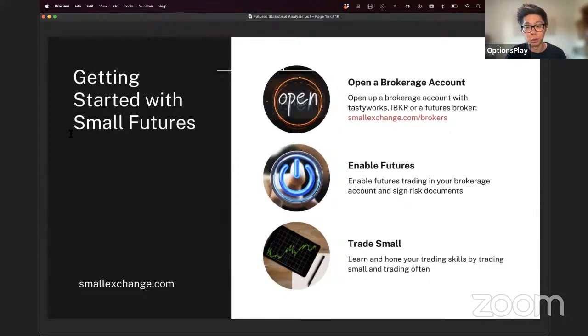Let's talk a little bit about how you can get started if you are new to Small Exchange or small futures. First, you can open a brokerage account at either Tastyworks or IBKR, the two main equity brokerage firms that offer these types of products, or there's a full list of futures brokers that you can trade these products at. If you are trading at a regular futures broker, you can find that at smallexchange.com/brokers. Make sure that you enable futures trading in your account. So if you already have a Tasty or an IBKR account, make sure you enable futures, and that'll allow you to start trading these products.